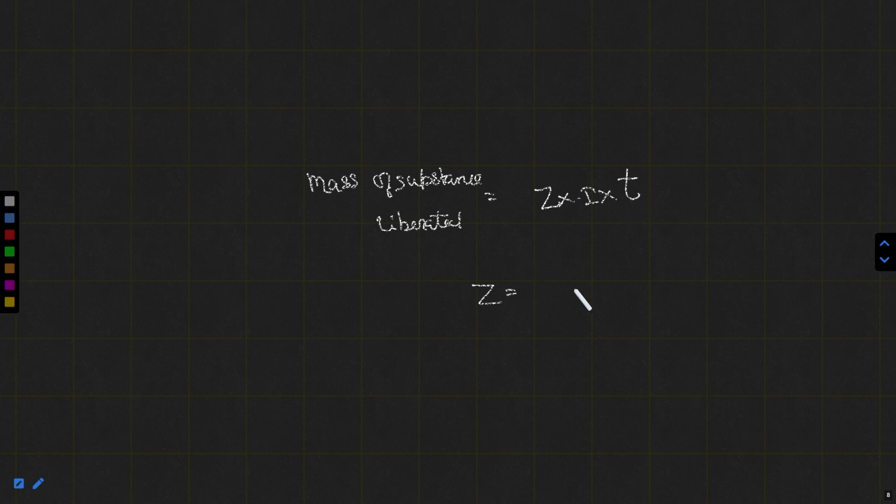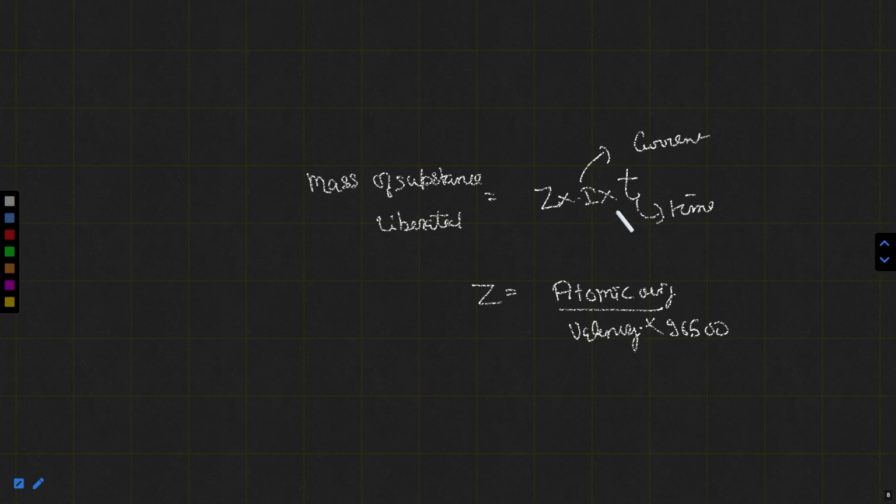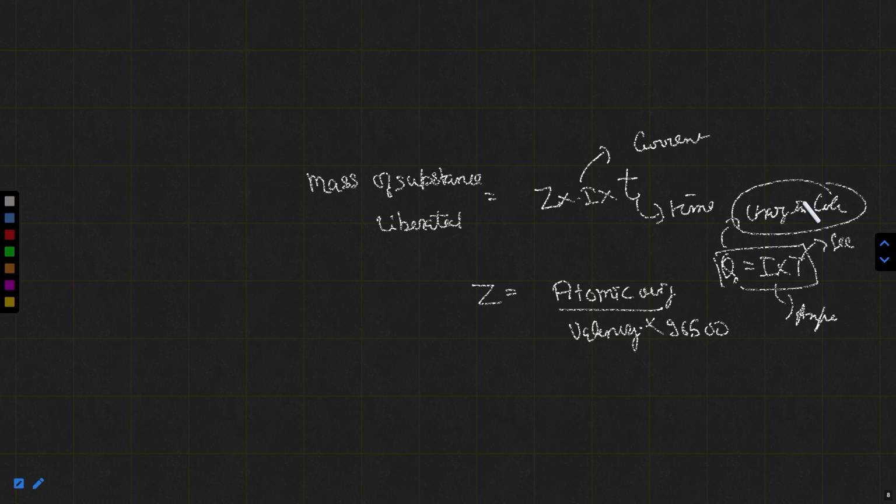It is the atomic weight divided by the valency, whatever is the charge on that cation, multiplied by Faraday, that is 96500. I is our current and T is our time. Now this I into T is equal to Q. Q is our charge in coulomb. If I is in ampere and T is in seconds, then in that case we will get our charge in coulomb. This is our first law.